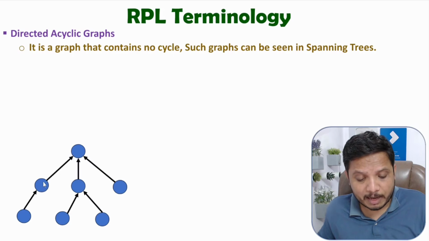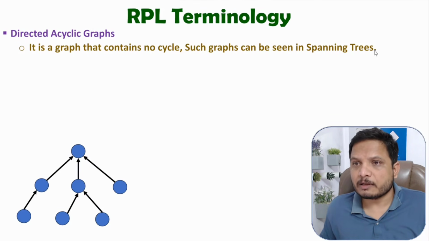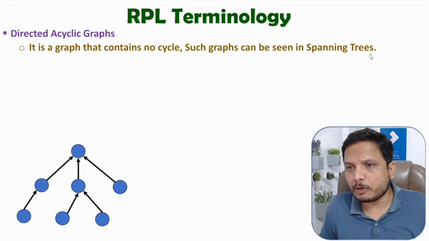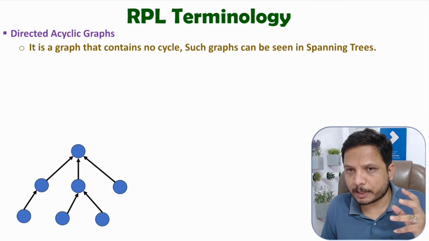You can observe here that in blue color we have nodes, and these nodes are connected by links as per these black color edges. In this graph we don't have any closed loop, or there is no cycle that one can say. So this is a directed acyclic graph. Such graphs can be seen in spanning trees. If you want to understand the spanning tree protocol, that I have also explained in my lecture series of computer network. You just go through it.